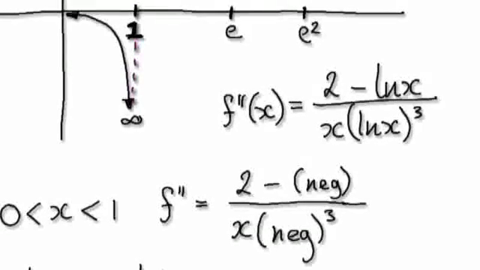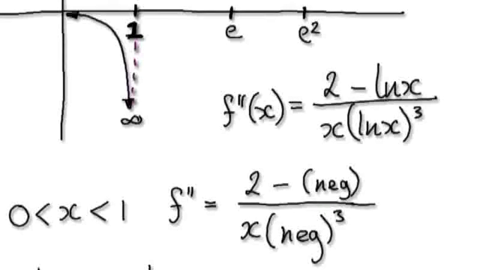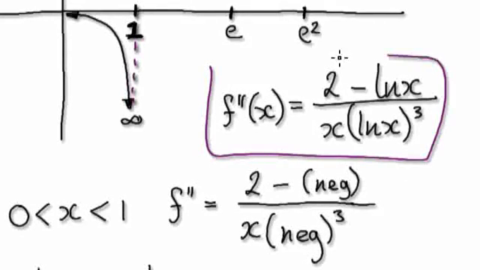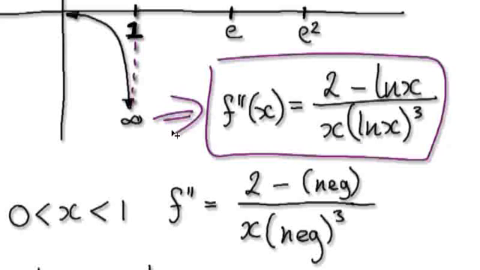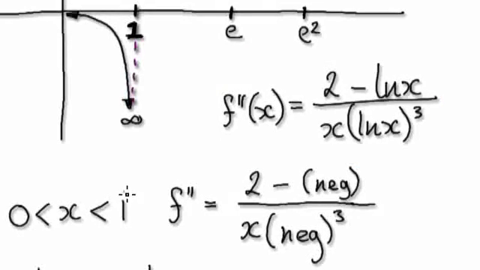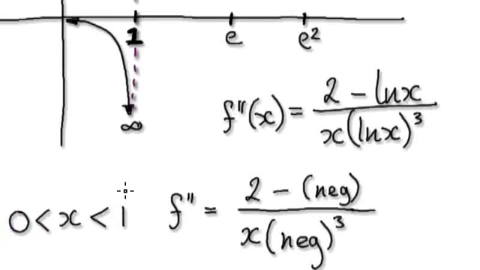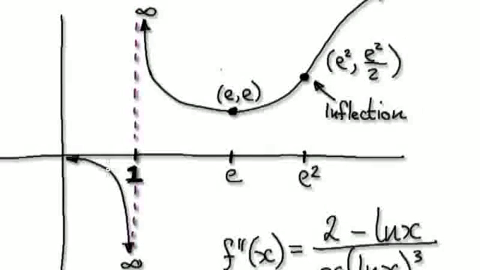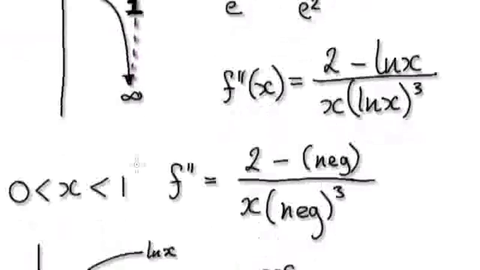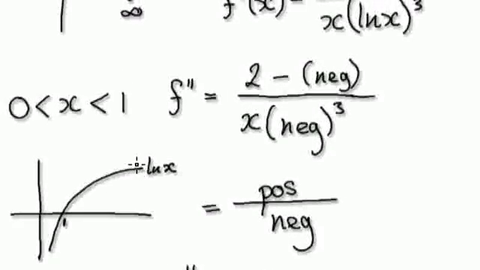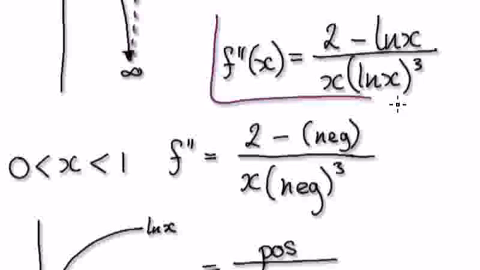So looking at our second derivative here, we are going to use this to double check all our work before. So looking at the range between 0 and 1, that's this region here.